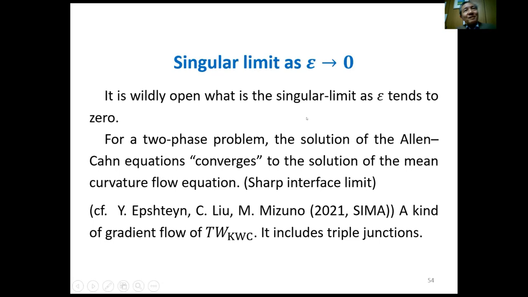What is the singular limit as epsilon tends to zero? For a two-phase problem, the solution of the Allen-Cahn equation converges to the solution of the mean curvature flow equation. This is called the sharp interface method. And Epstein and Chun Liu and Masashi Mizuno studied the gradient flow of total variation, Kobayashi-Warren-Carter type, including triple junctions. But in their case, they also consider a variational and a horizontal variation curvature flow, so curvature flow with weighted energy, and the weight depends upon the distance of angle.